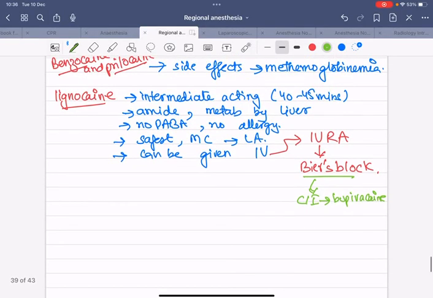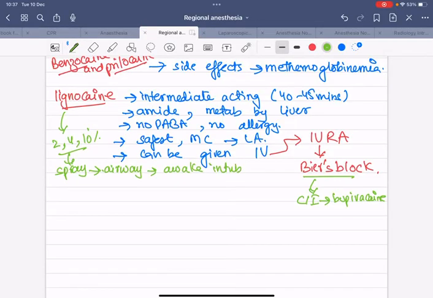But lignocaine you can give intravenously, and when you give it intravenously, it is known as intravenous regional anesthesia. You can also use lignocaine in the form of 2%, 4%, and 10% spray to anesthetize the airway during awake intubation. So you can use lignocaine there also. These are the points which you must remember. And dosage of lignocaine I already explained to you.